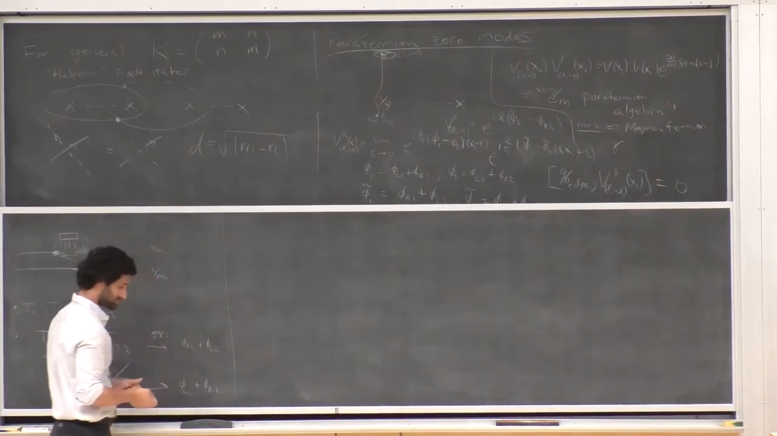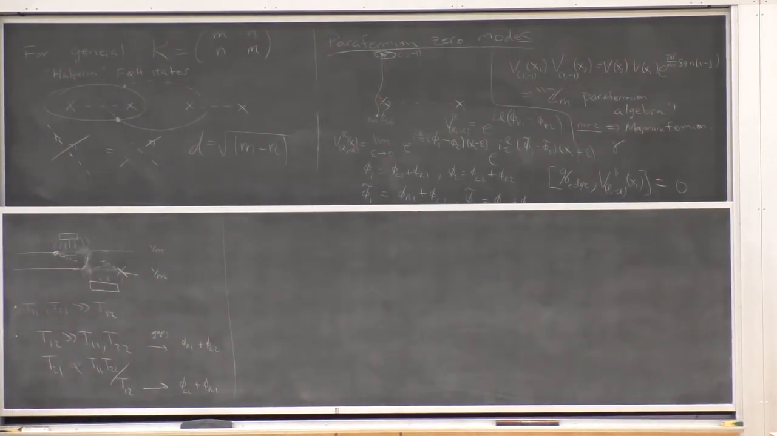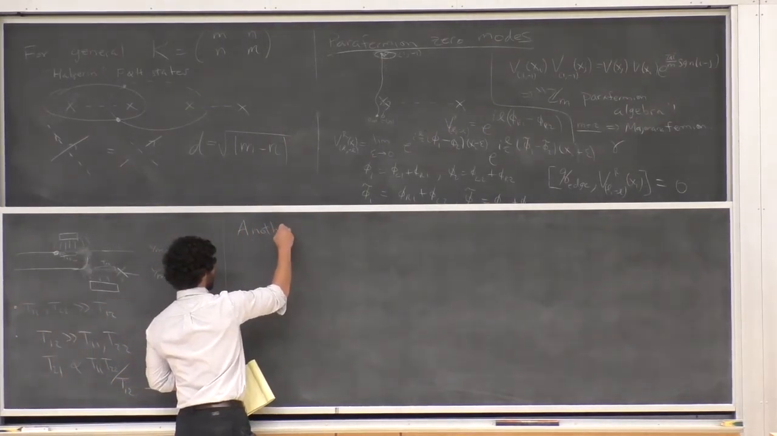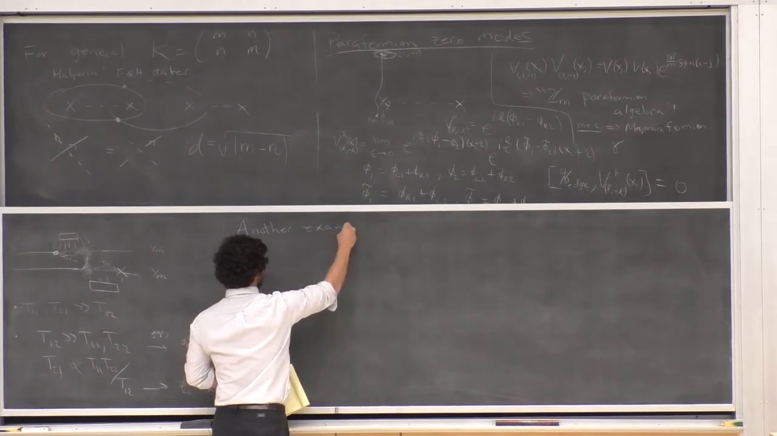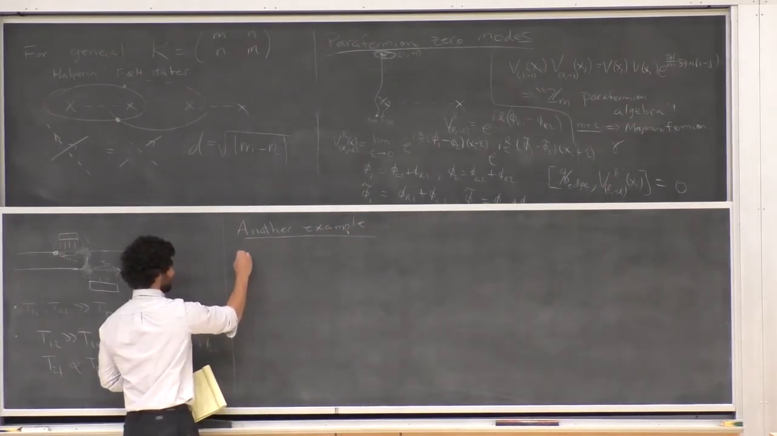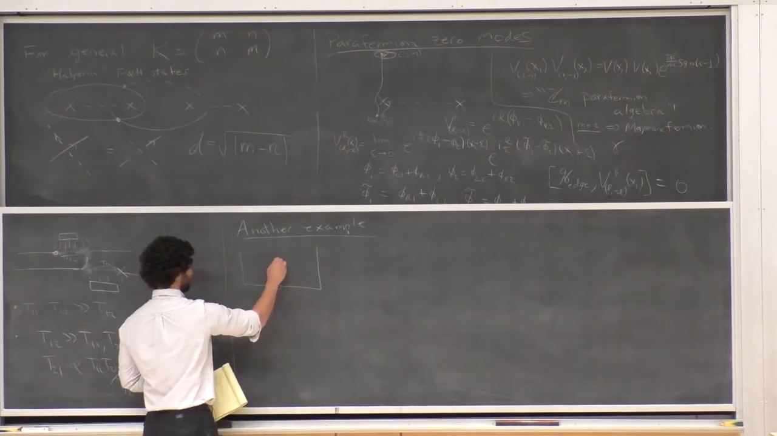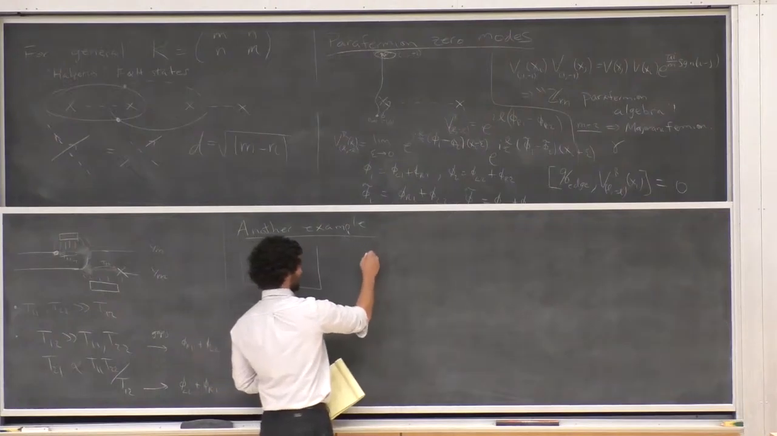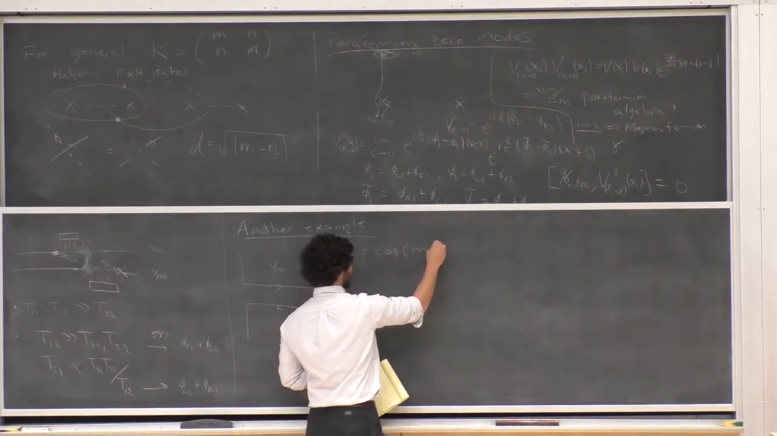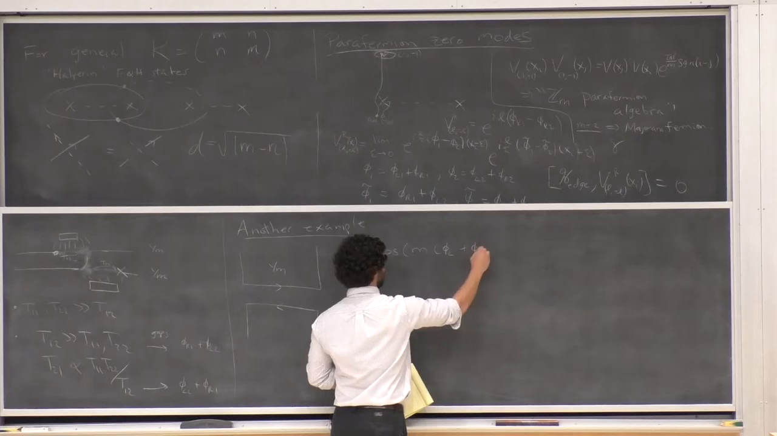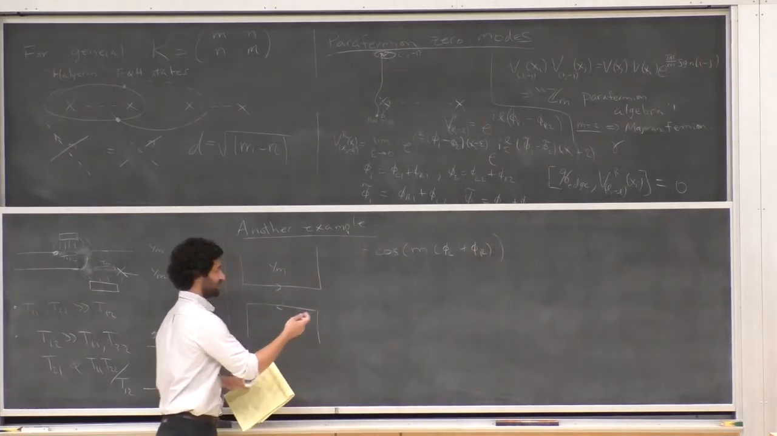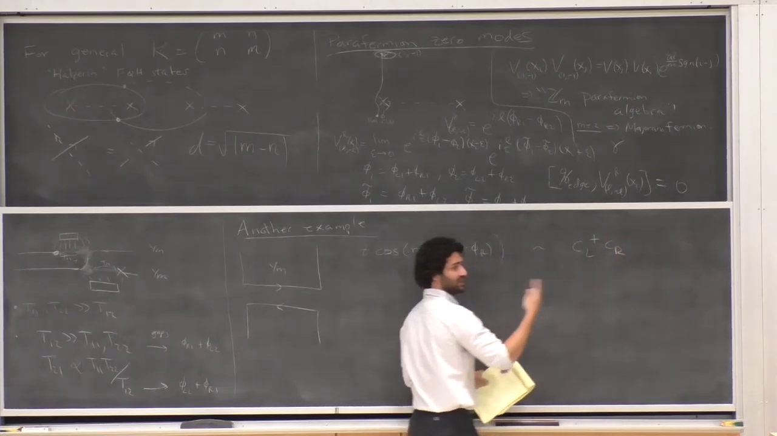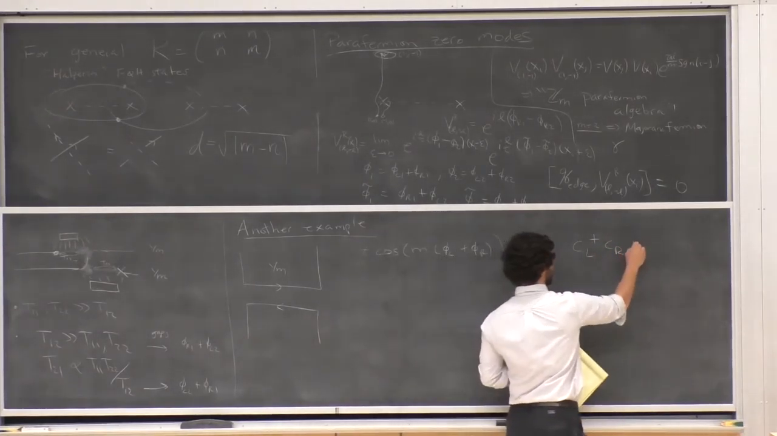So I want to give you another example of what we've discussed. And this is going to be going back to the single layer system. So let's go back to the single layer, 1 over m. And remember, the electron tunneling term that we added in the single layer case was cosine of m times phi left plus phi right. This was the term that was like C left dagger, C right, the electron tunneling term across the trench.